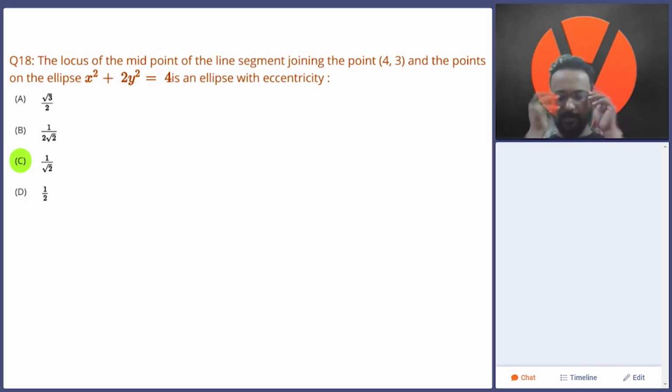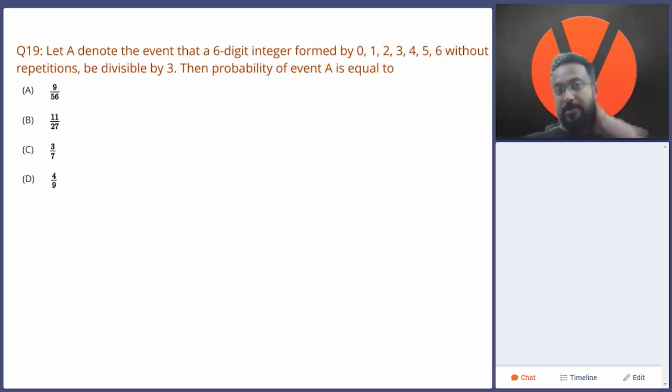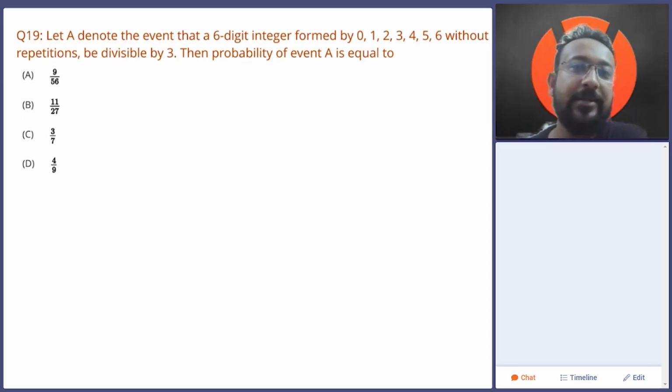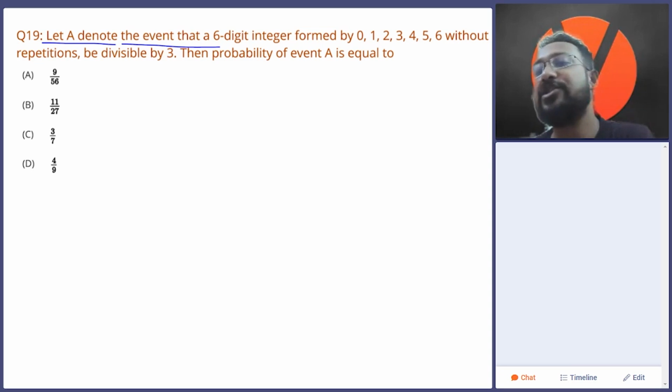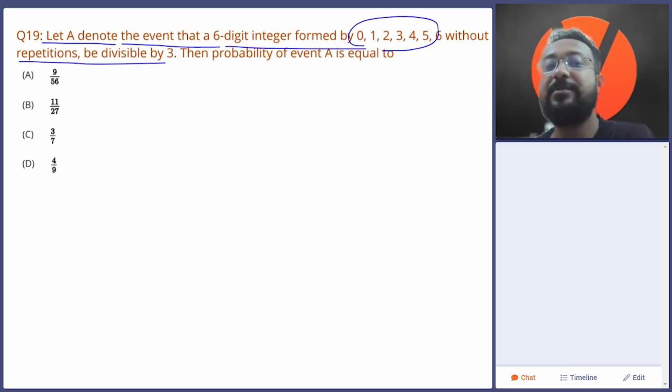Clear? So let's go to the next one. The next question is a probability question, guys. It is a classical theory probability question. Let's see what they're saying. They're saying let A denote the event that a 6-digit integer formed by 0, 1, 2, 3, 4, 5, 6 without repetitions is divisible by 3. Then the probability of event A is.